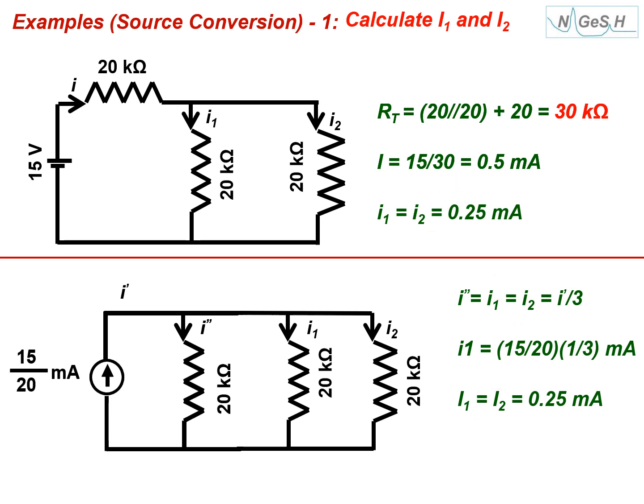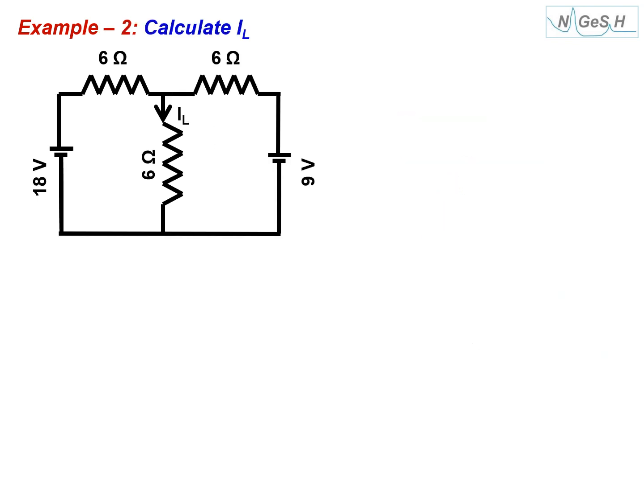Now suppose you have a circuit like this. If there are two voltage sources, it is difficult to solve because you can't calculate the total resistance. Either you have to apply mesh analysis, nodal analysis, or some theorems. We can also see whether source conversion helps. So this voltage source can be converted to a current source because it is 18 volt in series with 6. Here also 9 volt in series with 6. If you convert, what will be the value of the resistance? It will remain 6 each.